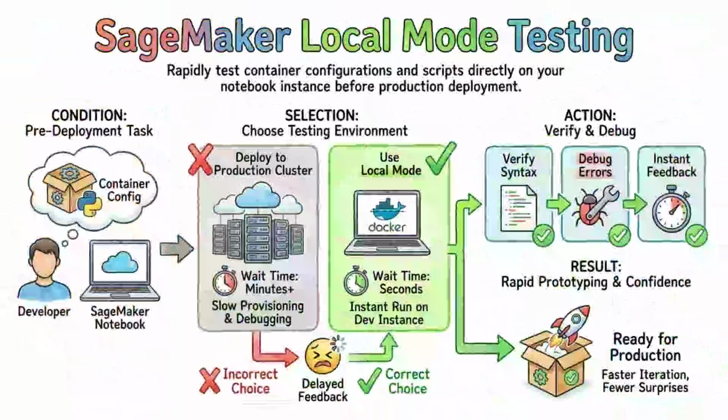As you finalize your deployment architecture, you must always remember to thoroughly test your container configurations using local mode inside your SageMaker notebook before deploying to a massive production cluster. Local mode allows you to spin up your training or inference containers directly on your small development instance using Docker, enabling you to test your Python inference scripts and verify code syntax within seconds. This completely eliminates the lengthy wait times required to provision dedicated AWS infrastructure, allowing you to debug common errors instantly. Recognizing local mode as a powerful development tool for rapid prototyping and troubleshooting is highly valued by experienced engineers and exam writers alike.